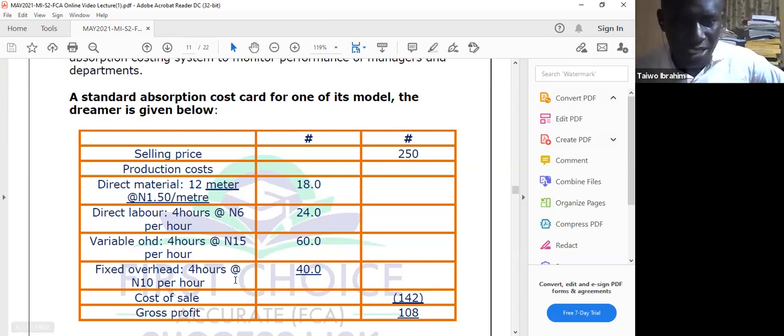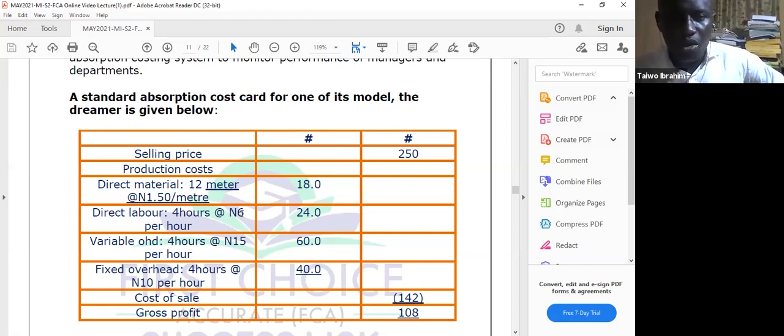While the fixed overhead is 10 naira per hour. That's the rate times 4 hours, which is 40 naira, the fixed overhead cost per unit. You can quickly understand that the hours given to labor, variable overhead, and fixed overhead are similar. It's not a coincidence. It's because fixed overhead and variable overhead are absorbed using the labor hours. That's why you see 4, 4, 4.